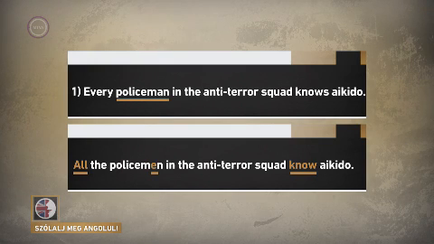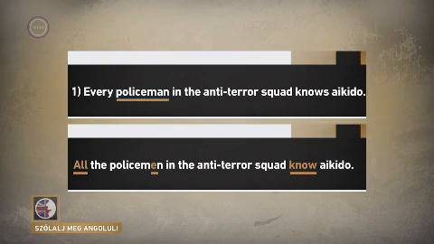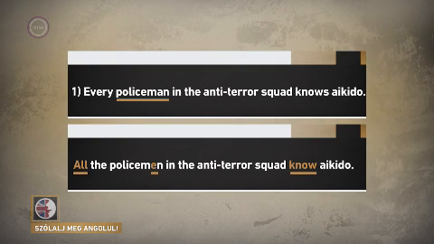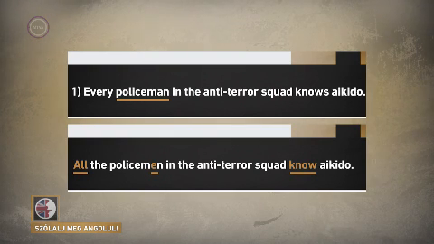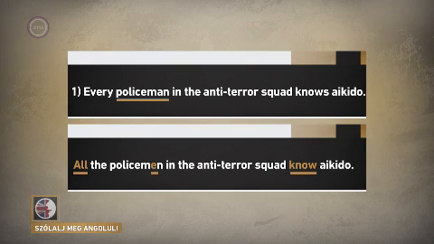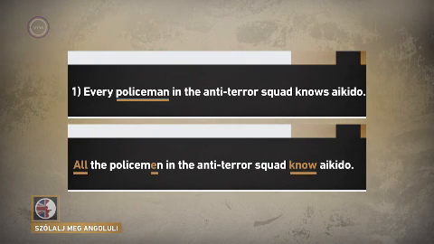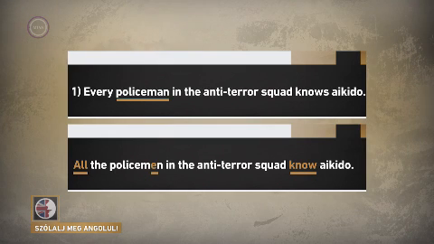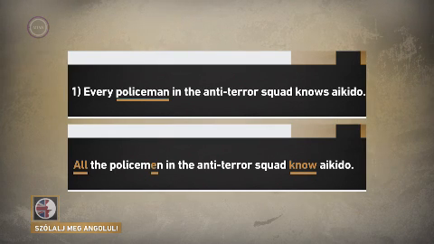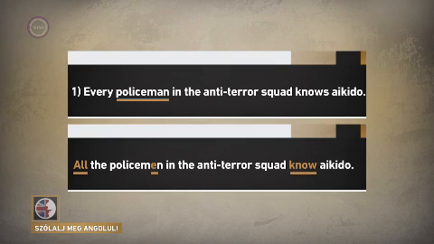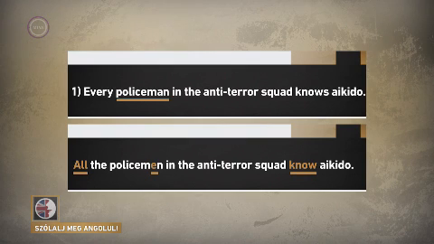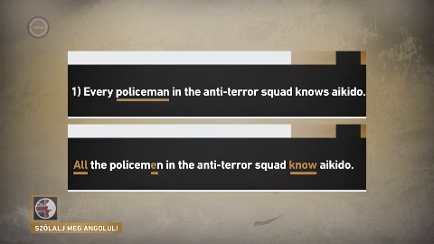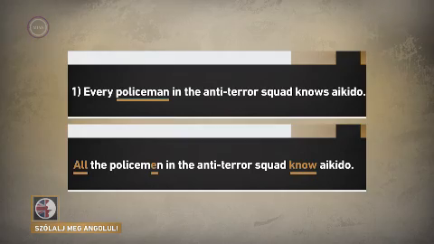Okay, but now in our altered sentence, we changed the singular noun to a plural noun. After all, we use plural nouns. Remember? Okay. So that means that we have to alter the verb too, doesn't it? Yes. And what's the plural form of the verb to know? Well, all of the forms of the verb are the same apart from the third person singular form. So the verb changes from knows to know. Simple. So now, our final altered sentence is this. All the policemen in the anti-terror squad know Aikido. Brilliant!